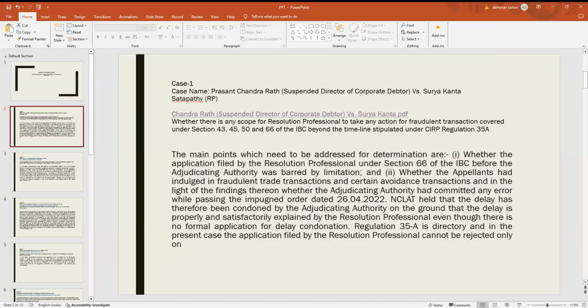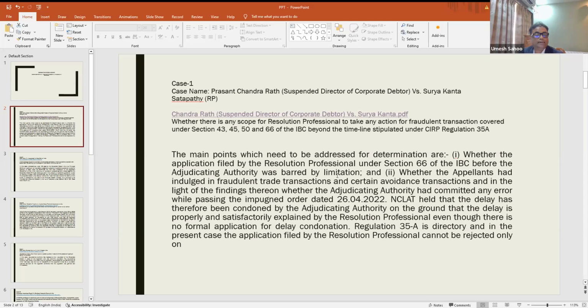Yes. So one of the cases I am going to discuss is Prashant Chandra Rathra, suspended director of Corporate Suryakant Satpathy RP. What actually happened in the case? There are a number of facts, but my aim is to give a little bit of an idea, not to go through the entire case, and the very important question of law which is vital for every professional engaged in this area.